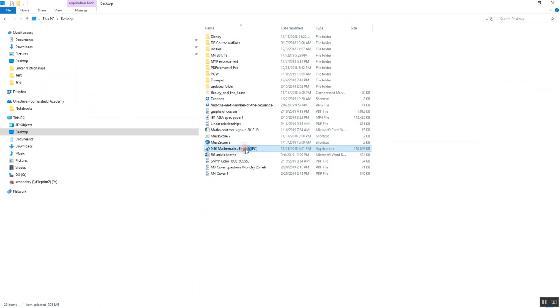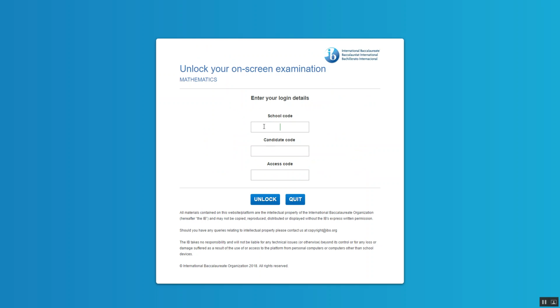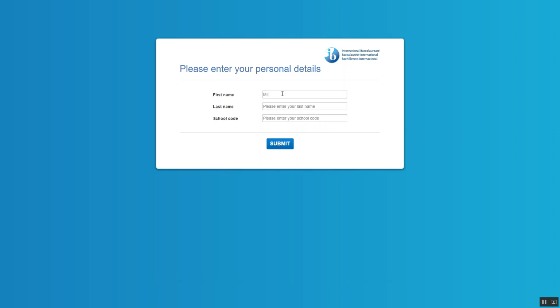So if I go in and open it myself, the school code, remember, is ABC123, candidate code ABC123, access code is 9999. So if I'm going too fast or anything, just pause it until you get caught up. So unlock. Remember, it doesn't really matter what you type in here.